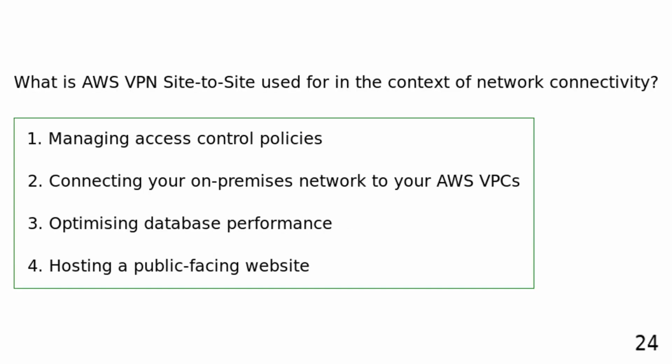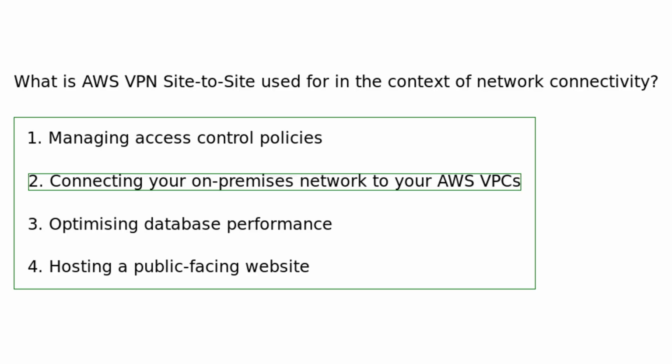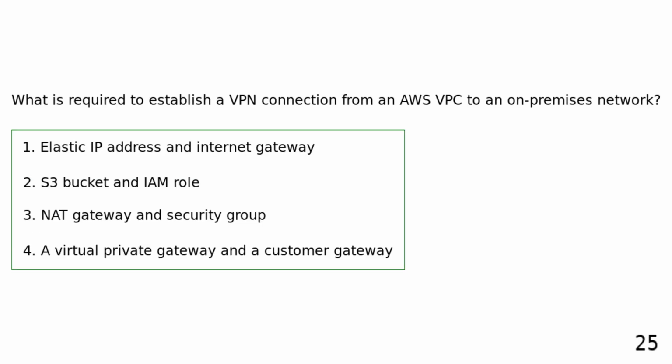What is AWS VPN site-to-site used for in the context of network connectivity? Managing access control policies. Connecting your on-premises network to your AWS VPCs. Optimizing database performance. Hosting a public-facing website. AWS VPN site-to-site is used for connecting your on-premises network to your AWS VPCs, enabling secure communication and data transmission between the two environments.